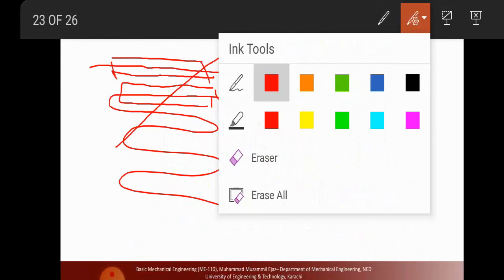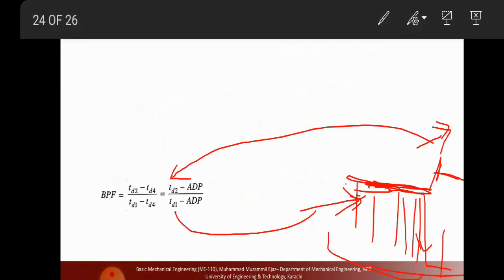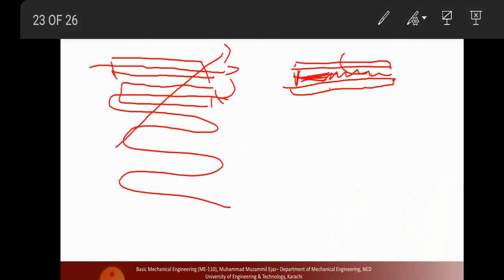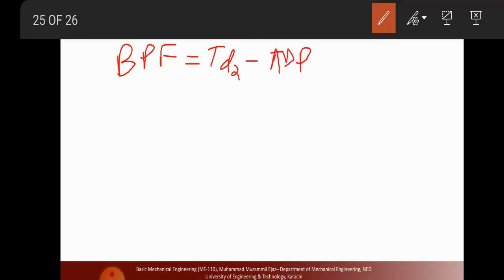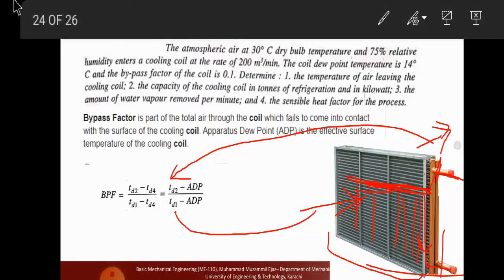Here we have to solve the numerical. First of all, BPF is equal to TD2, the final temperature, minus ADP, divided by TD1 minus ADP. The BPF value is 0.1. This is 0.1.